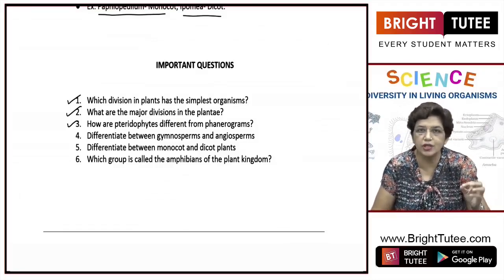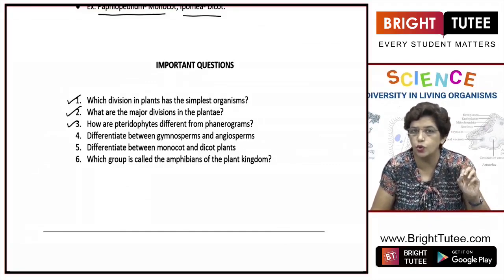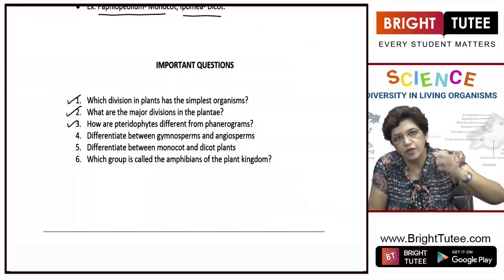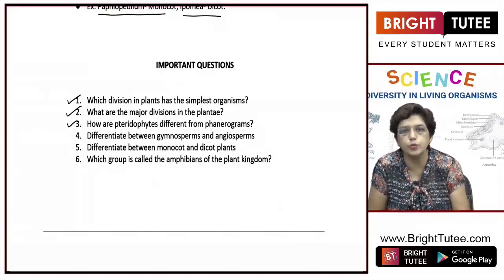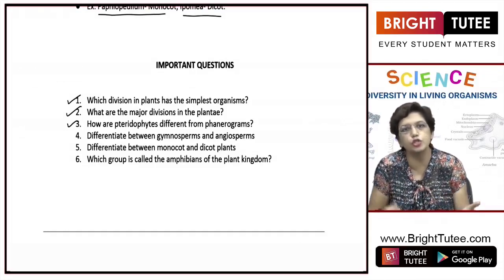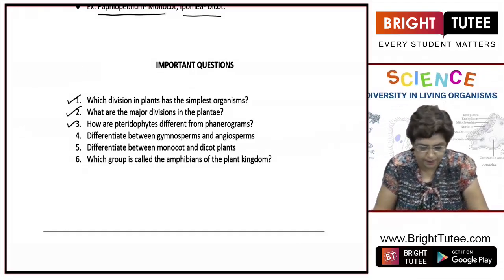Pteridophyta, for reproduction, they produce spores, as I just told you in the case of fern. If you see a fern plant, just overturn the leaf. On the underside, you will see tiny spores over there. So these are the reproductive parts of the pteridophytes. While in phanerogams, we have seeds. When the conditions are favorable, seeds germinate into new plants.